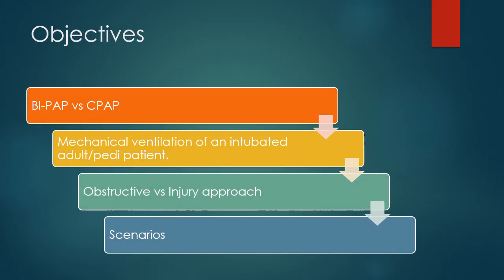We're going to be discussing BiPAP versus CPAP, the indications, contraindications, and the differences between them. We'll also do a scenario to help incorporate BiPAP. We're going to talk about an adult intubated patient and a pediatric, and then different approaches when it comes to managing a patient who has been intubated with an obstructive versus injury approach, and then scenarios at the end to help bring everything together.